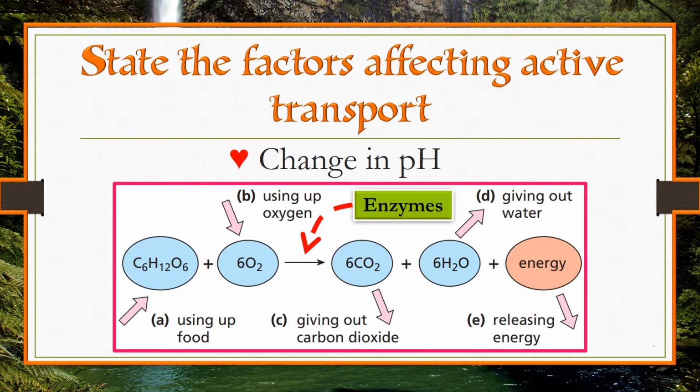So we can conclude and say that change in pH is going to affect the enzyme activity. And when it affects the enzyme activity, it is going to affect the amount of energy we produce, which will also affect the activity of active transport.